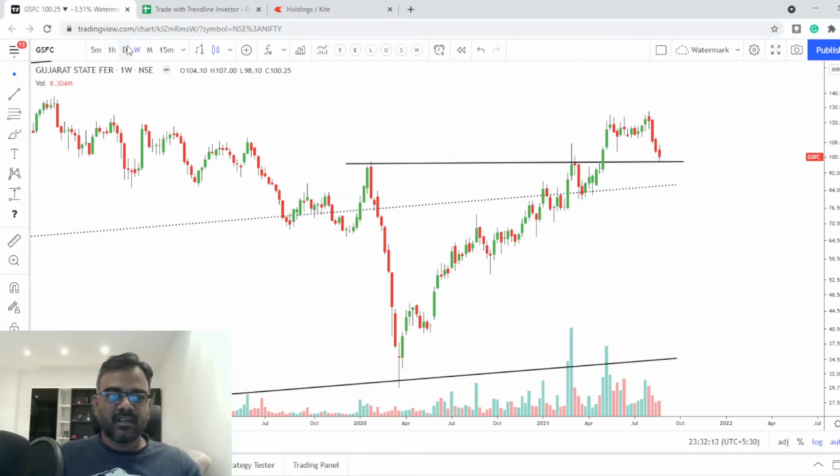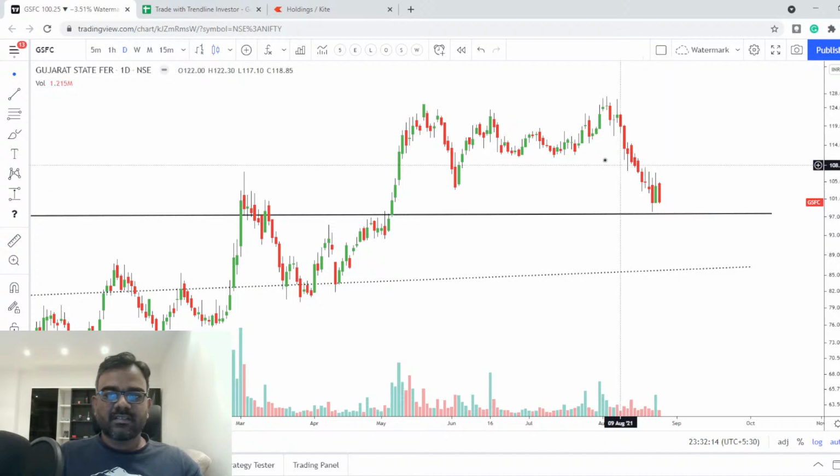But wait for a reversal. The stock seems like it's in a strong downtrend. In the last 3 days there has been consolidation. But just wait for a confirmation above 110 and then you can add more.